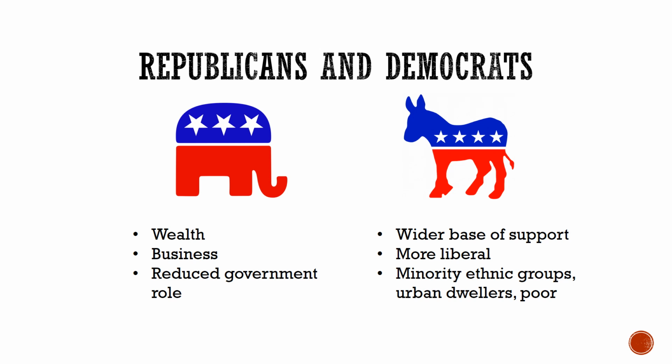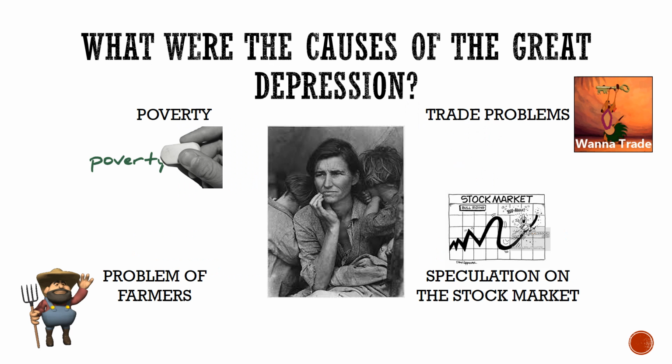On the other hand, the Democrats tended to have a wider base of support. They draw voters from minority ethnic groups, urban dwellers and poorer people in general. The Democrats are essentially more liberal in their politics, believing government has a role to play in helping the most vulnerable in society and being more involved in people's lives. The first 2 American presidents you will come across in this topic are Herbert Hoover, a Republican, and Franklin Delano Roosevelt, a Democrat. So let's move on and start to look at what were the causes of the Great Depression.